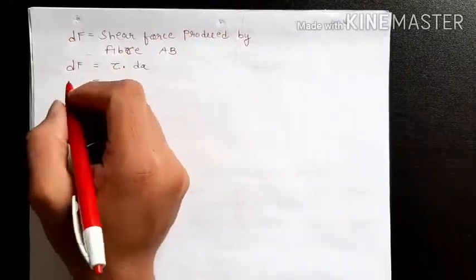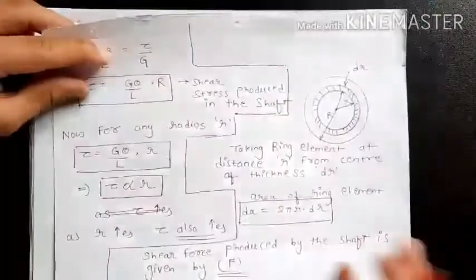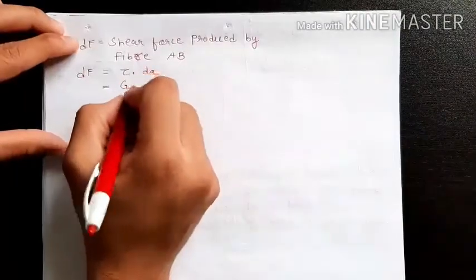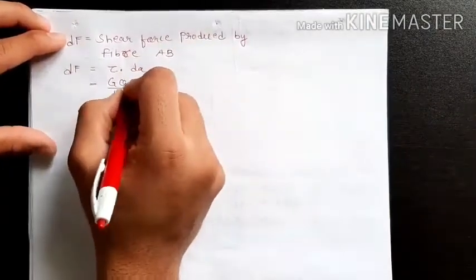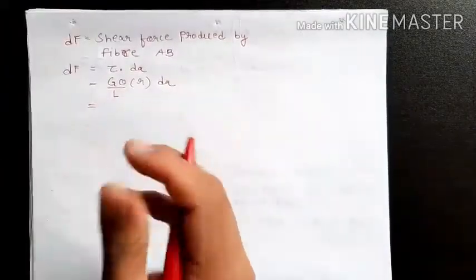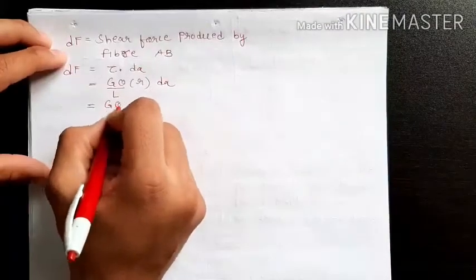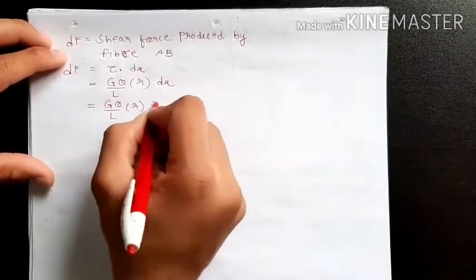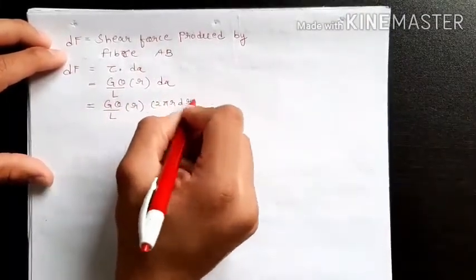Now tau is equal to G theta by L into small r. So it is equal to G theta by L into r into dA. Now we know what dA is: dA is 2 pi r into dr. So it is equal to G theta by L into r into 2 pi r dr.